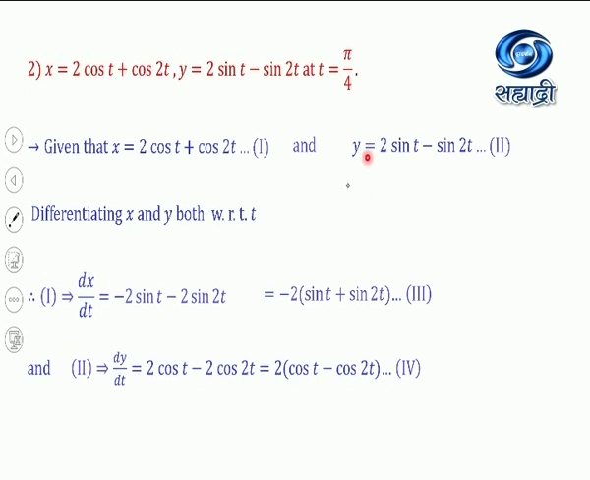Same thing is here. Dy by dt equal to 2 into derivative of sin t, that is cos t. I write here. Now minus derivative of sin 2t, that is cos 2t into 2. So we write minus 2 times cos 2t. But here 2 is common, can be taken out. In bracket you write cos t minus cos 2t. We denote this by equation number 4.